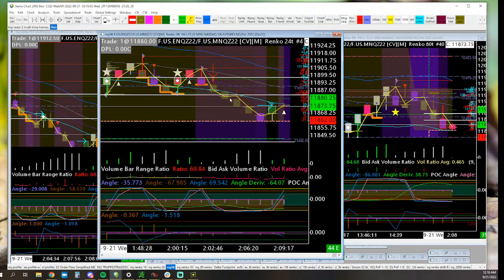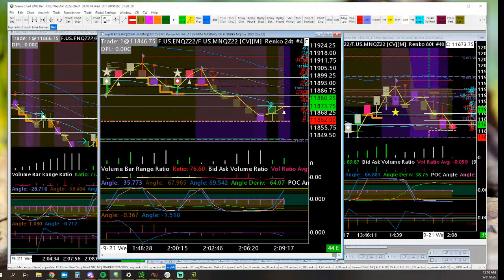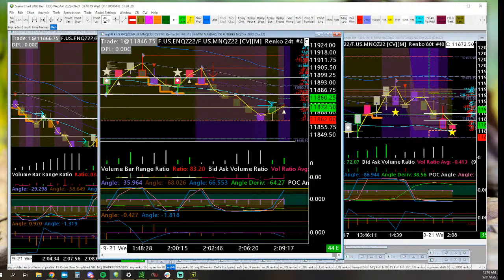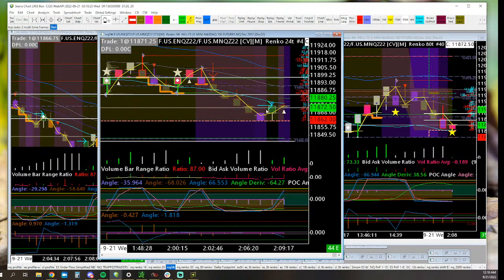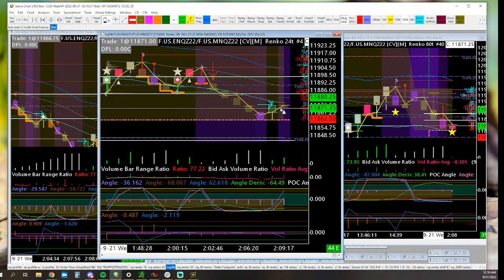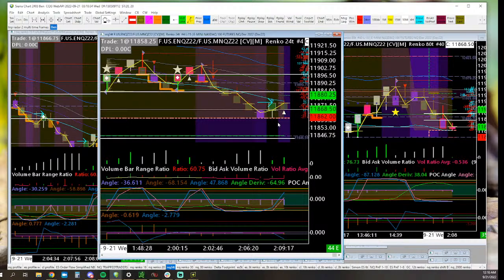So it doesn't mean it can't work, but the algo is focused on the footprint, right? All the information from the time and sales and the order book and all that. And so these signals, these colors and arrows and all this stuff, those are still going to show up and look like a long signal even when we are clearly going lower, and it's up to me to have discretion.